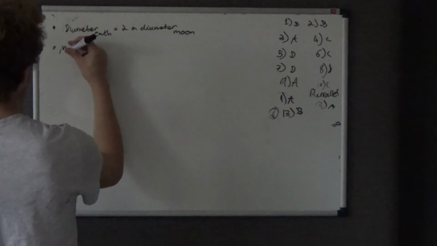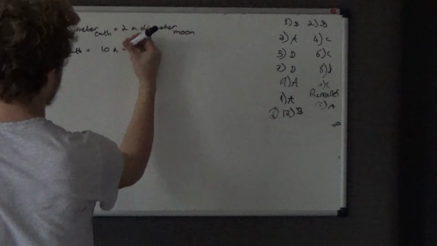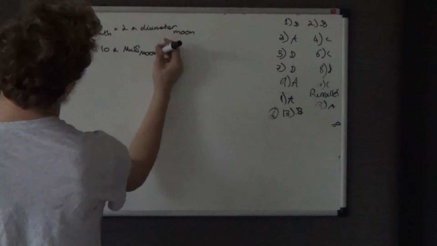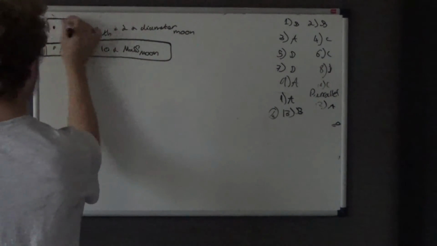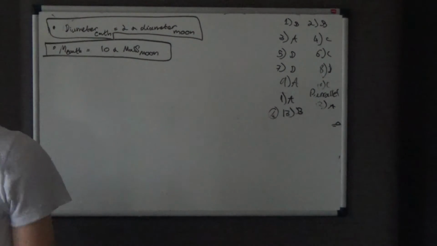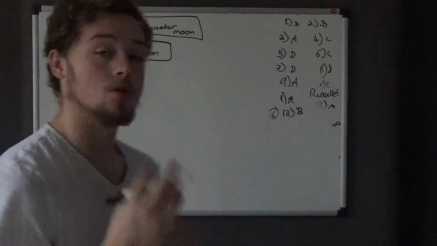Or you could write the mass of the Earth is equal to 10 times the mass of the Moon. So you could write them the other way around. I've just written it the other way around because it's easier for me, but you could write that the mass of the Moon is 0.1 times the mass of the Earth. Either way, it doesn't matter.